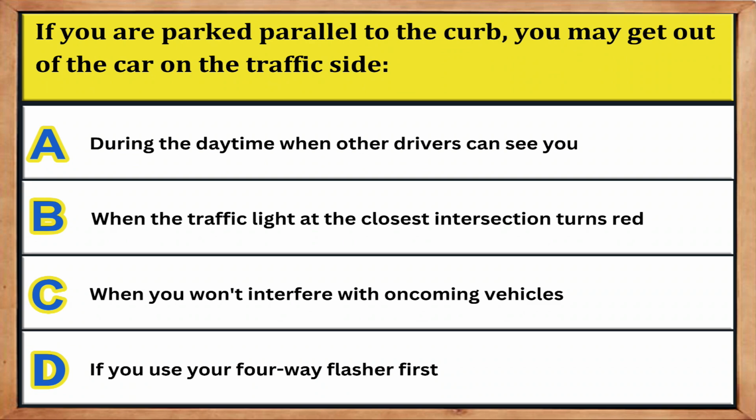Next question. If you are parked parallel to the curb, you may get out of the car on the traffic side. A. During the daytime when other drivers can see you. B. When the traffic light at the closest intersection turns red. C. When you won't interfere with oncoming vehicles. D. If you use your four-way flasher first.